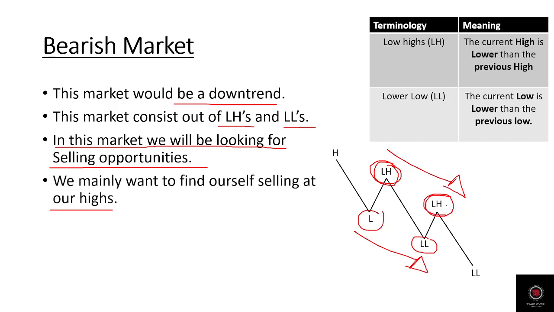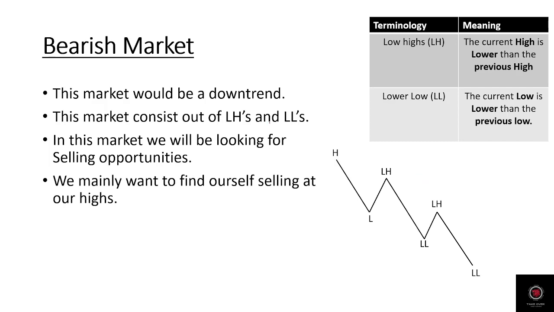You most probably have heard the saying, you buy low and sell high. That's how you want to look at it. Bear market, where do we want to be selling? From our highs. Can you see? This would be the impulse. This would be the correction. This would be the impulse. This would be the correction. The correction is a small move, while the impulse is a big push towards the downside. Correction, small move up. Impulse, huge move down.